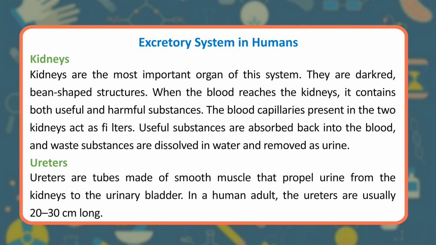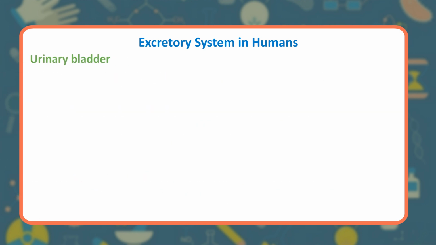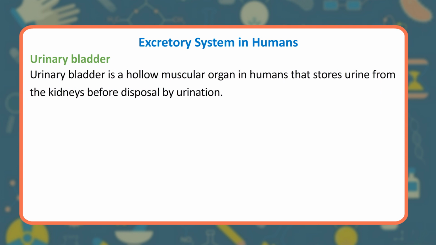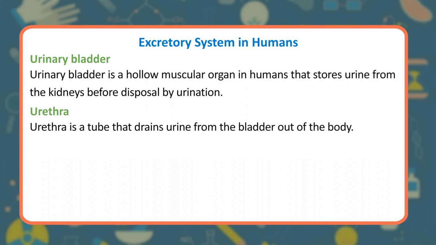Ureters. Ureters are tubes made of smooth muscle that propel urine from the kidneys to the urinary bladder. In a human adult, the ureters are usually 20 to 30 centimeters long. Urinary bladder. Urinary bladder is a hollow muscular organ in humans that stores urine from the kidneys before disposal by urination. Urethra. Urethra is a tube that drains urine from the bladder out of the body.